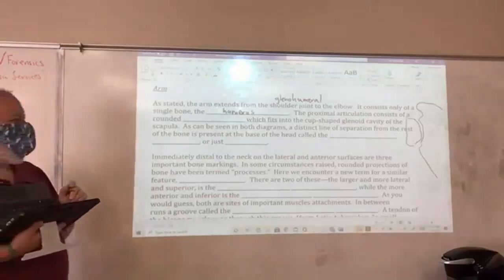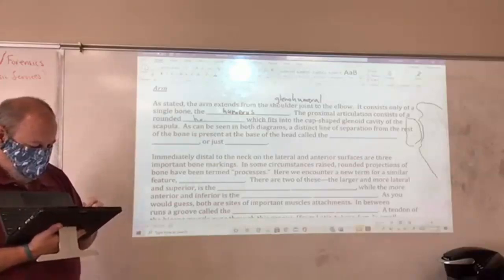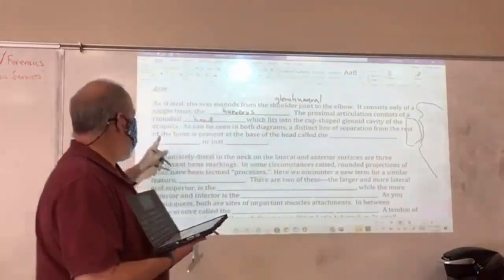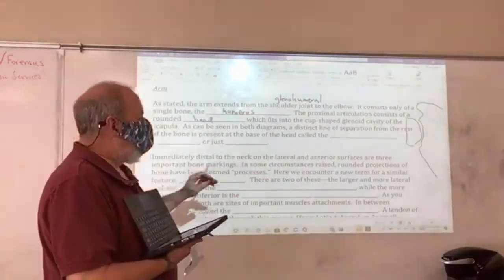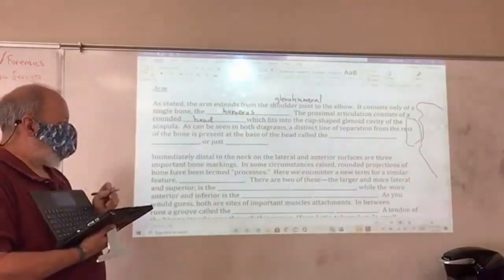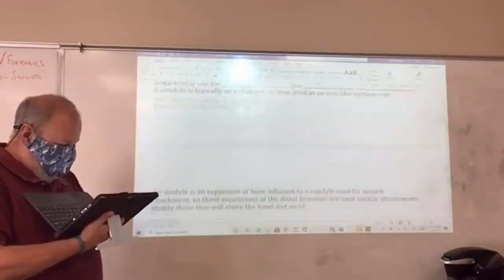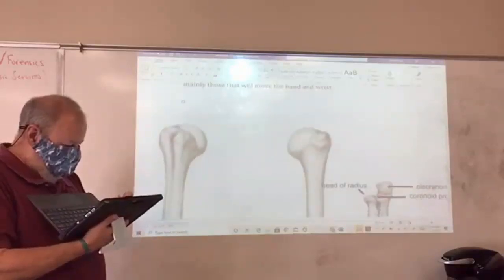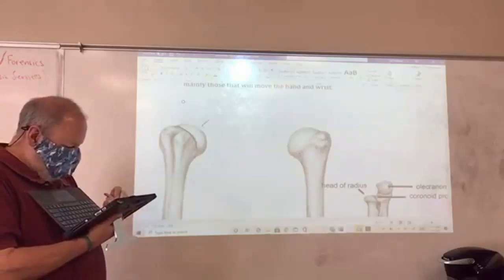Proximal articulation consists of a rounded head. We're going to call that head that fits into the glenoid fossa, the glenoid cavity of the scapula, as can be seen in both diagrams, a distinct line of separation from the rest of the bone is present at the base of the head. We can see this line right here, right? We can see the line of separation there. Okay, so this is going to be the head.